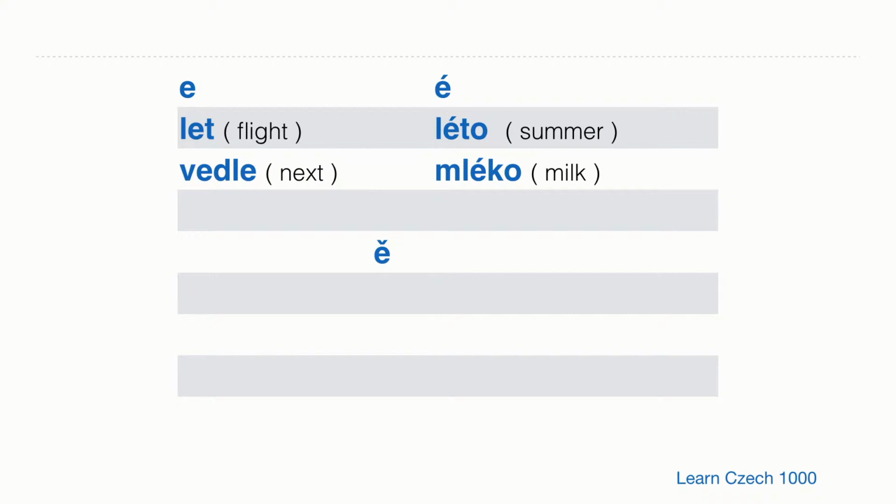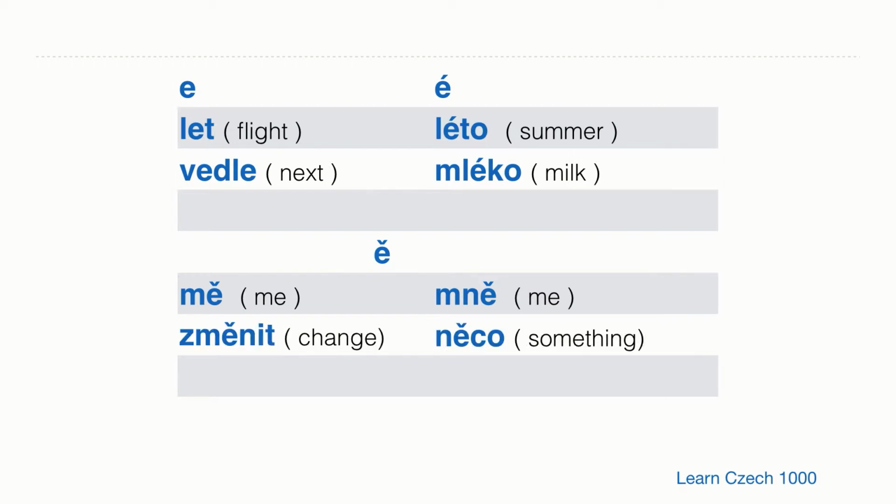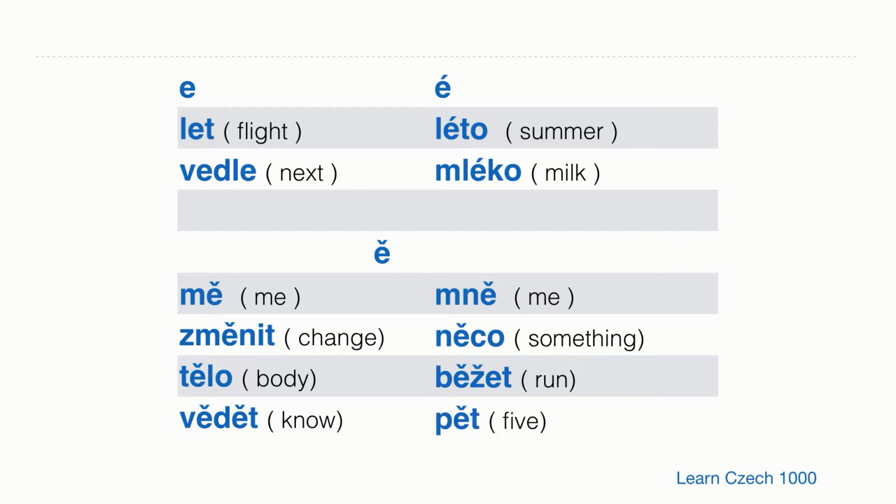Ě, E with háček, with a little hook. This letter makes the words softer, so you can hear mě, ně, tě, bě, vě, dě, pě. Mě, mě. Změnit, něco. Tělo, běžet, vědět, pět.